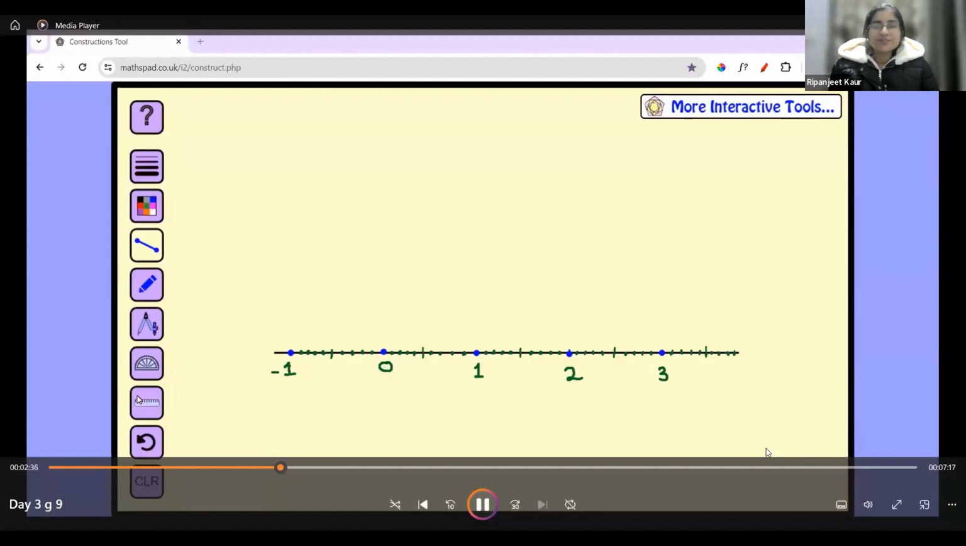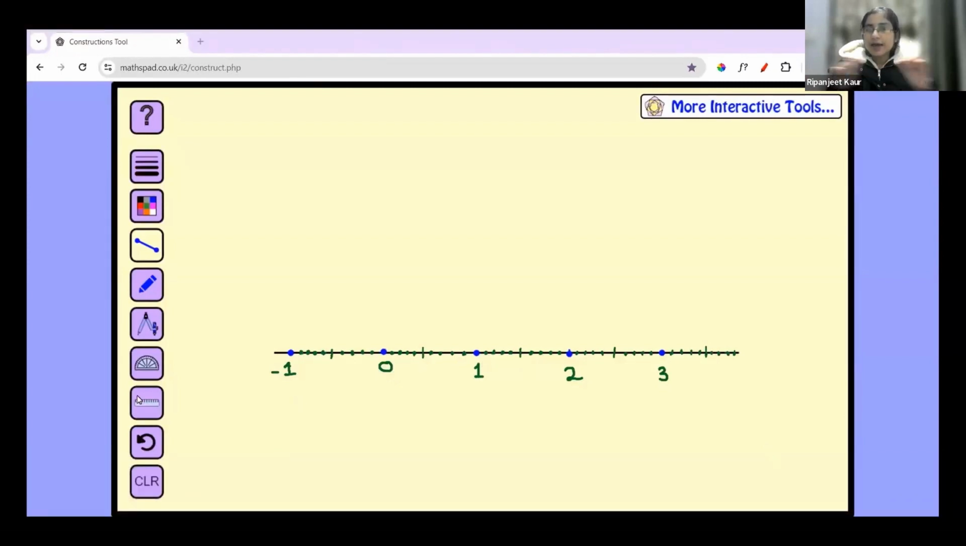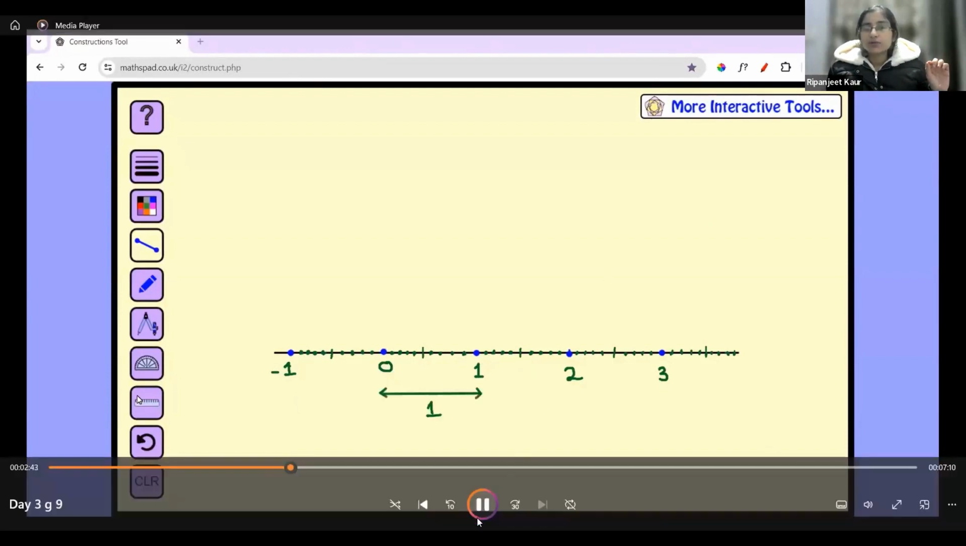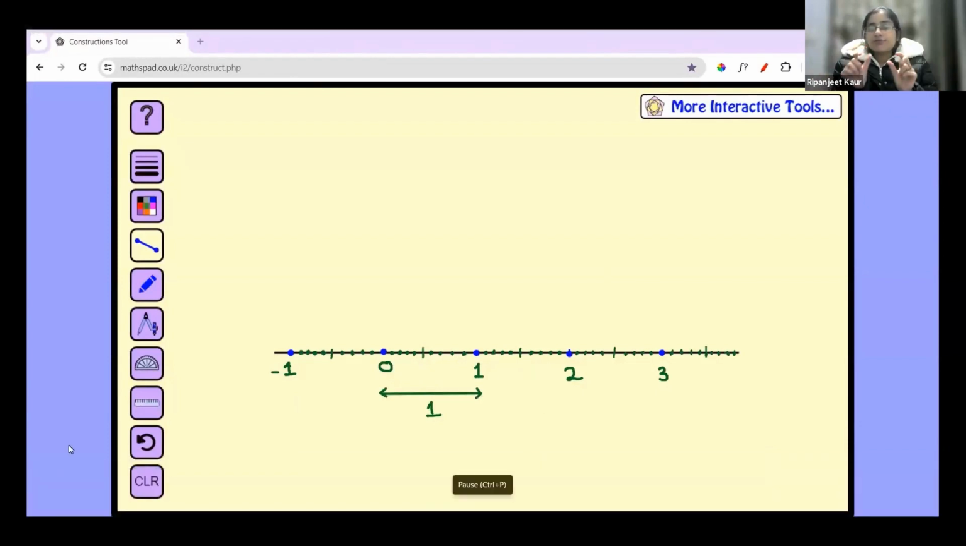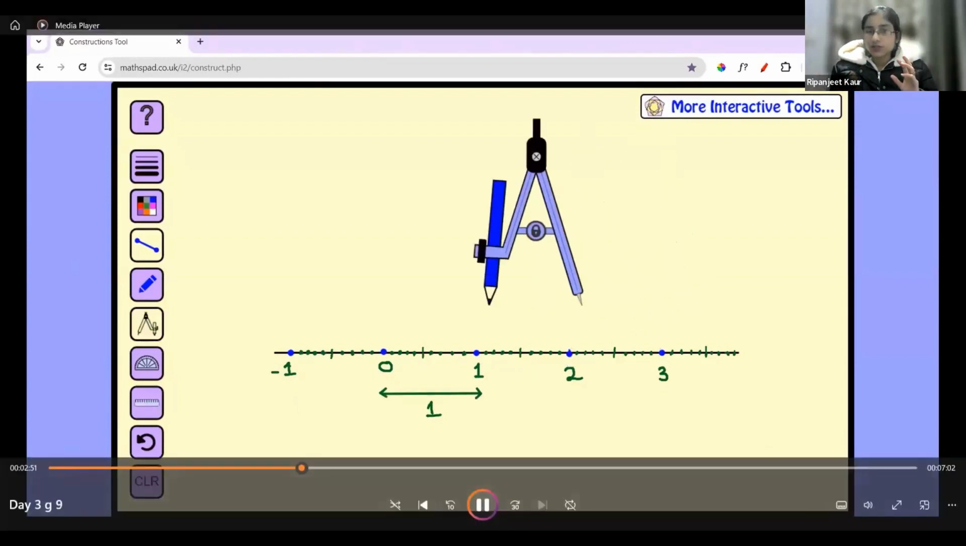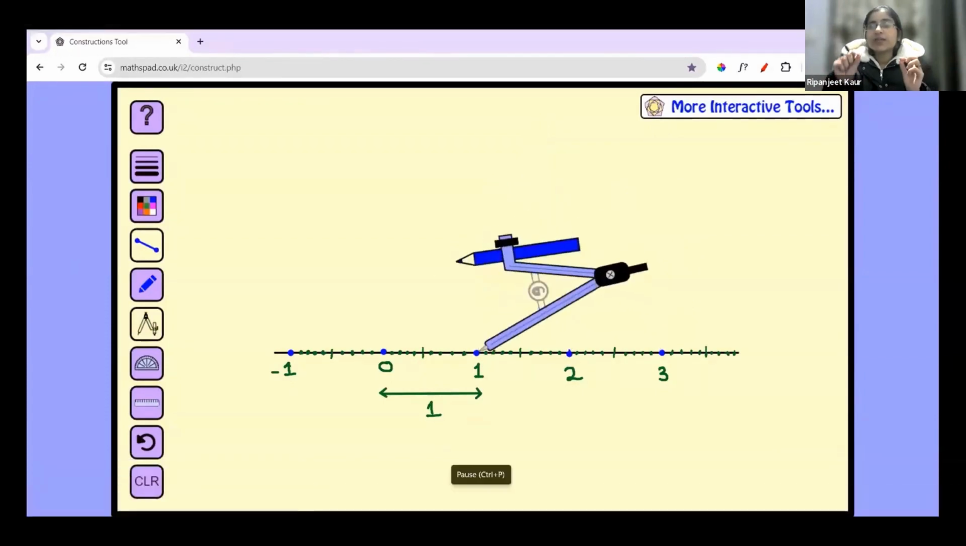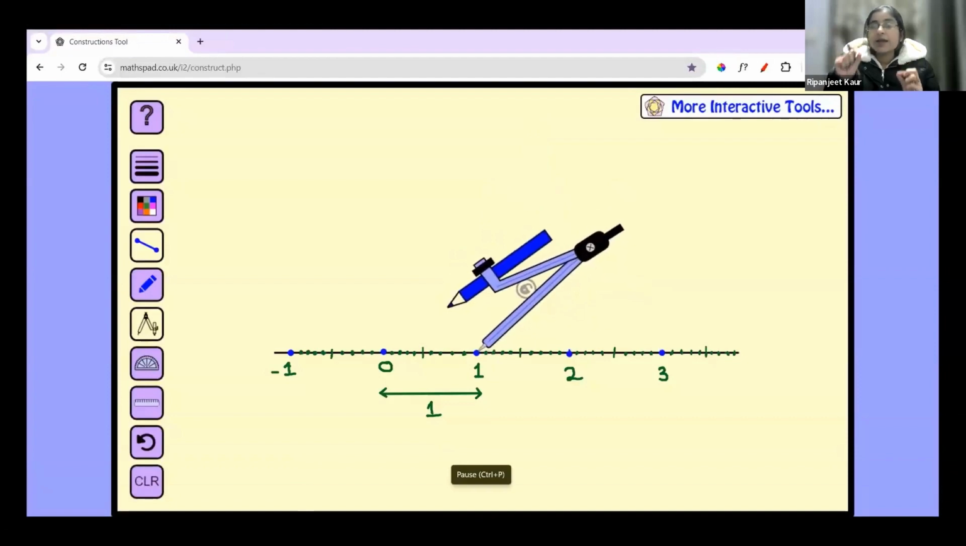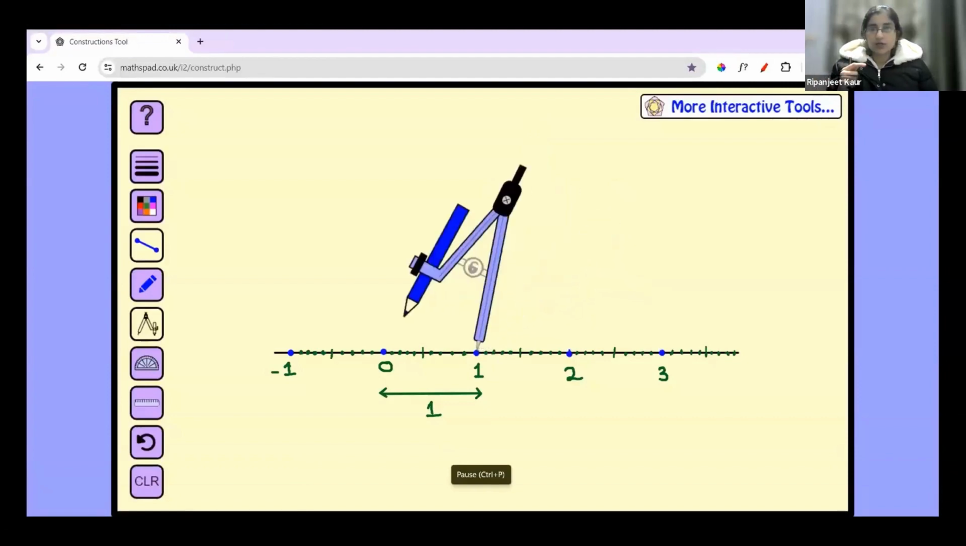See here we have the number line, and on this number line we have written all the numbers. Can you see this 0 to 1 is 1 unit, right? Now we have this 0 to 1 as 1 unit, and what we are going to do is construction. So what is construction? We are going to place the compass at the point 1 and make a perpendicular on it.